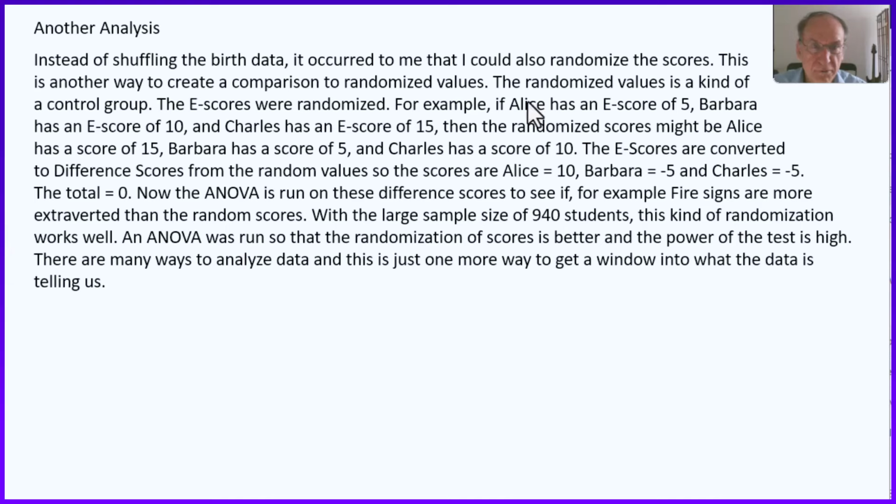For example, if Alice has a score of 5, Barbara 10, Charles 15, we randomize it. Now maybe Alice gets the 15, Barbara the 5, and Charles the 10. And then we convert the E-scores to difference scores. Alice's real score was 5, in the randomized control group she's 15, so she's gone up by 10. Barbara went down by 5, Charles went down by 5. The total will always be 0. So we scramble up the scores, we randomize them.